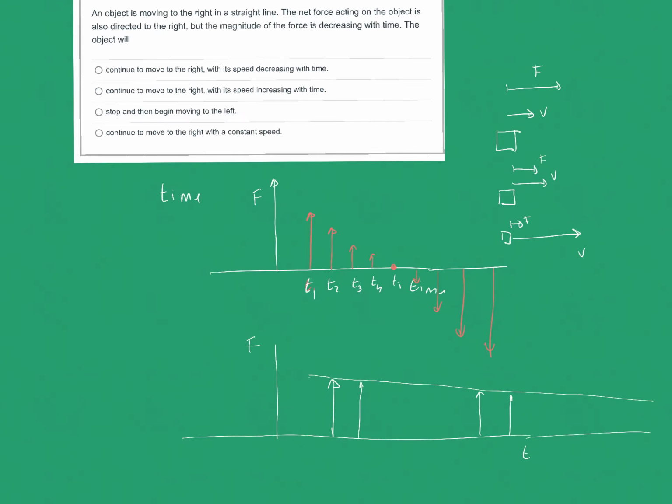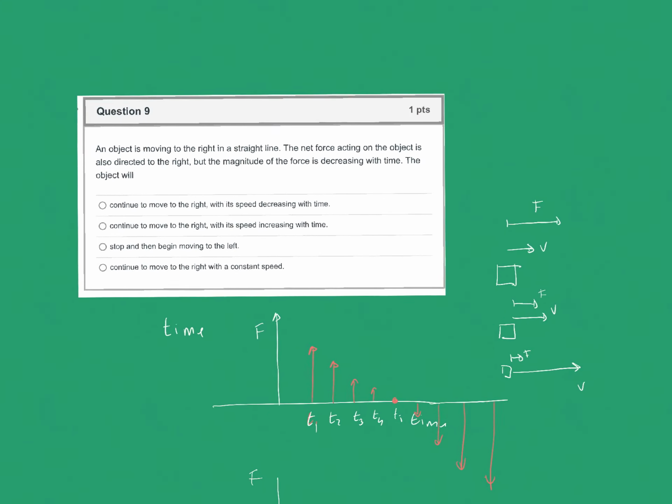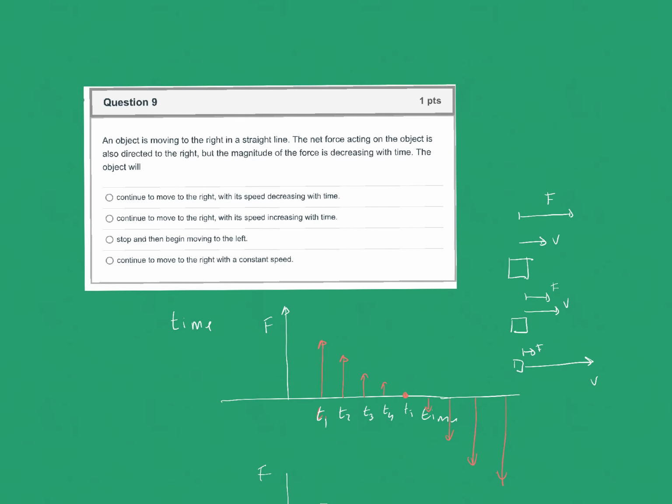Okay, let's go to the next question. So the next question is something tricky because I have to read it carefully. It says that an object is moving to the right in a straight line. Okay, the object is moving to the right means that it's displaced to the right. If it's displaced to the right, because the velocity is the change in position with respect to time, and the change in position is to the right, the velocity is also to the right, of course. So the velocity is to the right, the force is to the right.